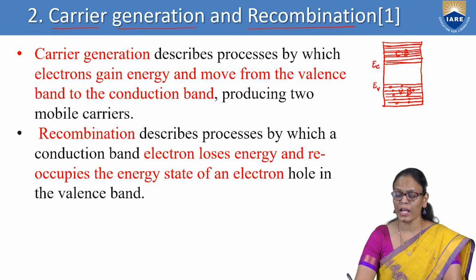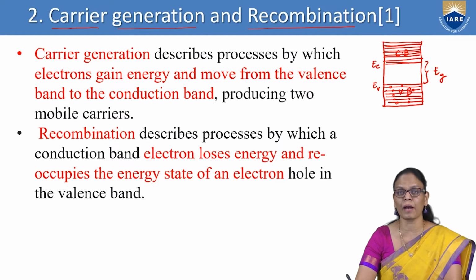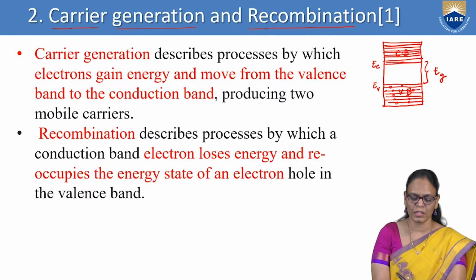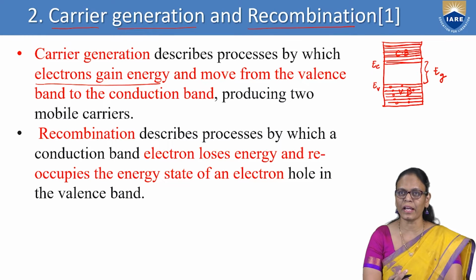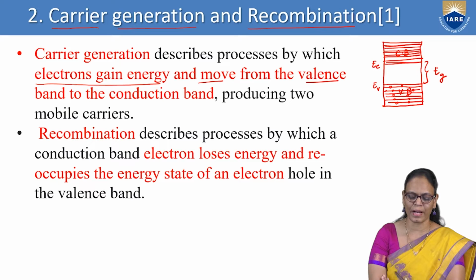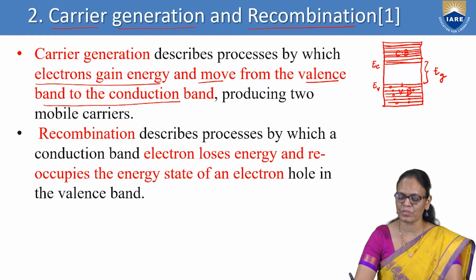Now, when an electron from the valence band has to move to the conduction band, we need to supply a minimum energy equal to the energy gap. Whatever is the energy gap between the two, EC and EV, we call it the energy gap. We have to supply minimum energy for an electron to go from the valence band to the conduction band. When we supply energy, the electrons in the valence band gain the energy and move from the valence band to the conduction band.